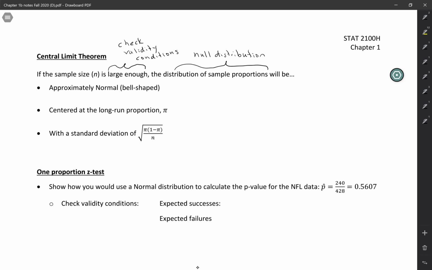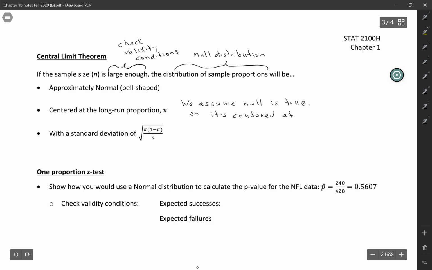Okay, so it says that if the sample size is large enough, the distribution of sample proportions will first of all be approximately normal. So that allows us to do the normal approximation. It also says that it will be centered at the long run proportion pi. So again, in our case, we're talking about null hypothesis testing, so we're going to be assuming that the null is true. So the distribution that we are thinking about is centered at the value from the null hypothesis. And we've just been using pi with a little zero, pi naught, to represent the value from the null hypothesis.